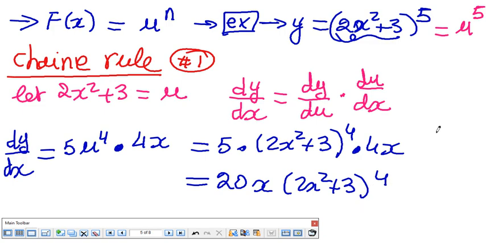So every time you have an expression with an exponent, we change the variable. We write u instead of the expression, and then we use the chain rule. So we divide the derivative into two parts: the derivative with respect to u times du over dx.